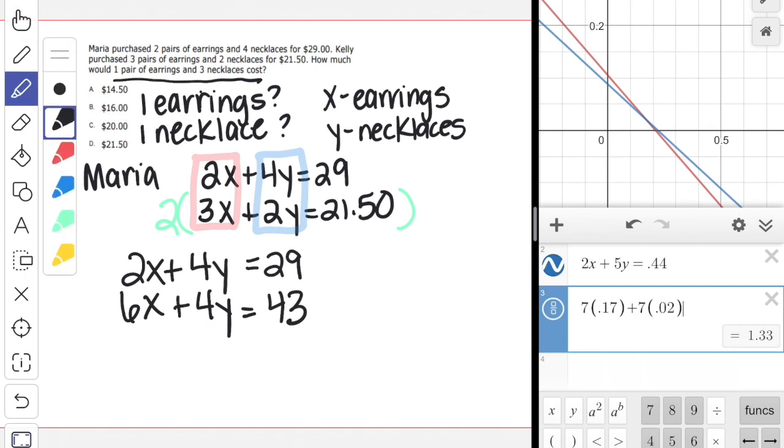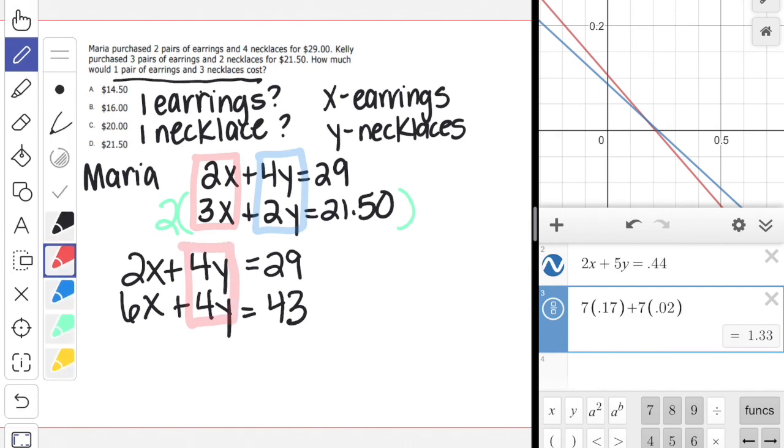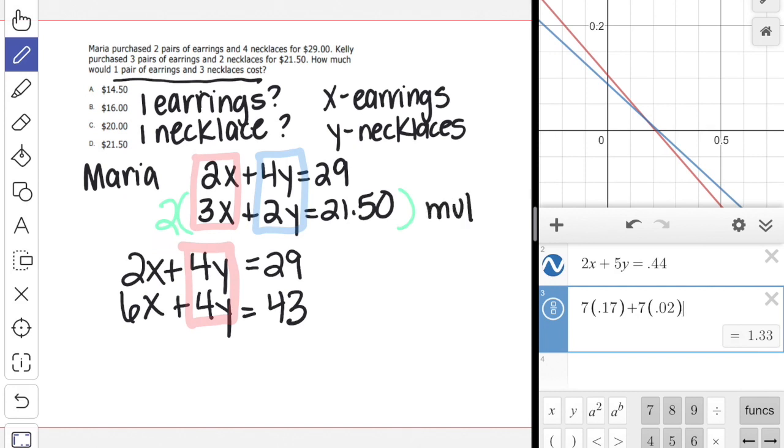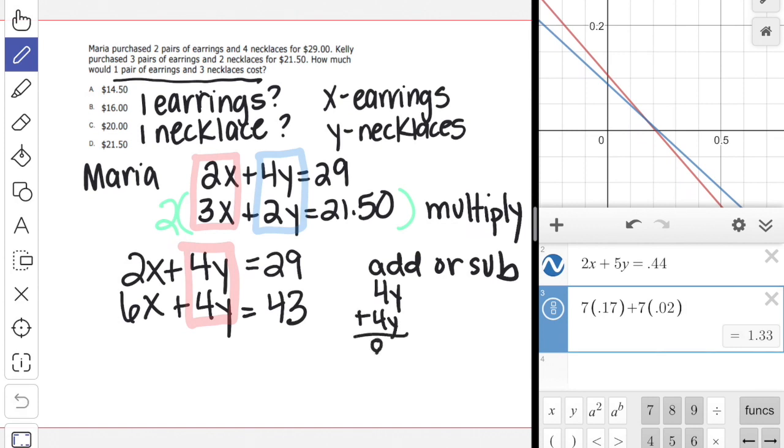So we now have that coefficient that is the same. So after we multiplied here, we're going to need to decide whether to add or subtract. So remember, if we add 4y and 4y, that's going to give me 8y, and we don't want that. So if we do 4y minus 4y, that's going to give me 0. So that's what we want. So we're going to take this whole problem and subtract it.